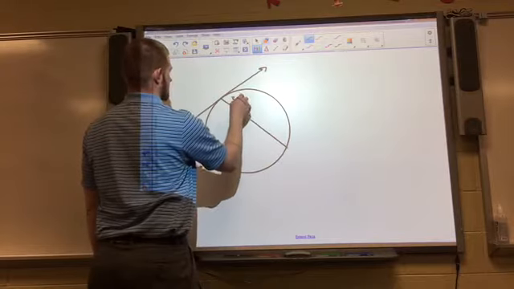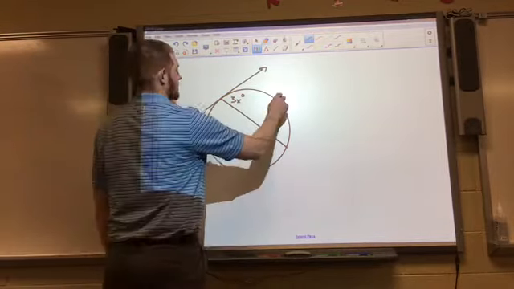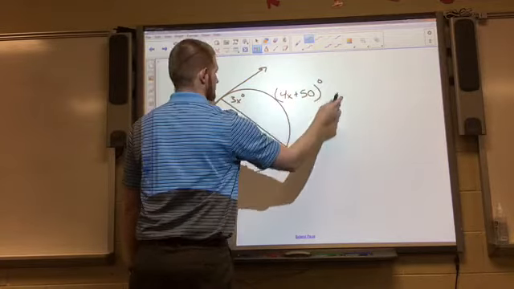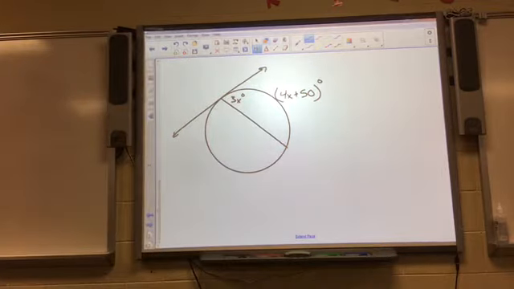This is 3x degrees. And this one is 4x plus 50 degrees. Not quite as easy just to do in your head, is it? When they start throwing variables at you, it gets quite a bit more difficult.